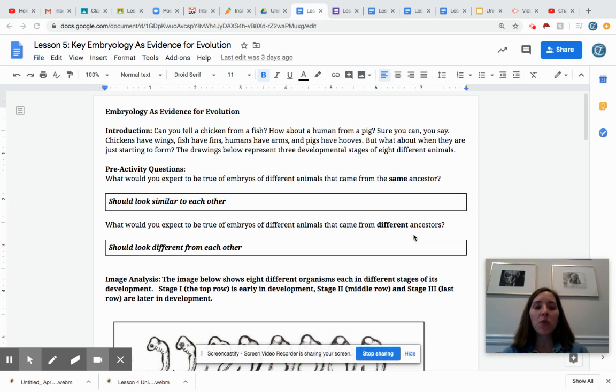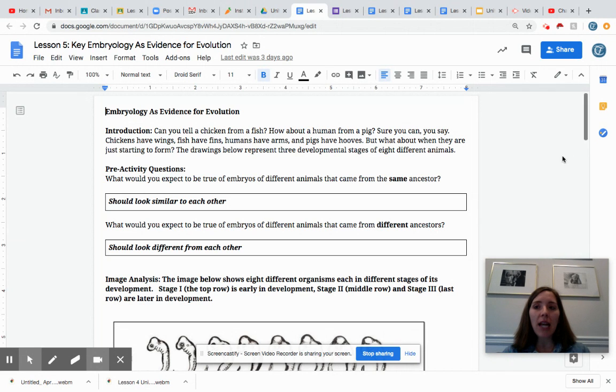Hi everyone, just wanted to review with you the activity that we worked on today and some big ideas about embryology. So remember, embryos are the forming, developing organisms before they're born. And we can look at the embryos at different stages in their development from different organisms and see how they may show evidence of different species sharing a common ancestor. So we would expect that organisms that come from the same ancestor would probably have some similarities in the embryos. And we would expect that organisms that come from different ones probably have some differences.